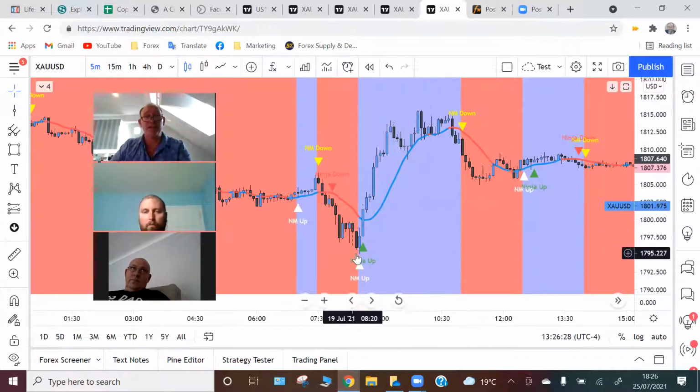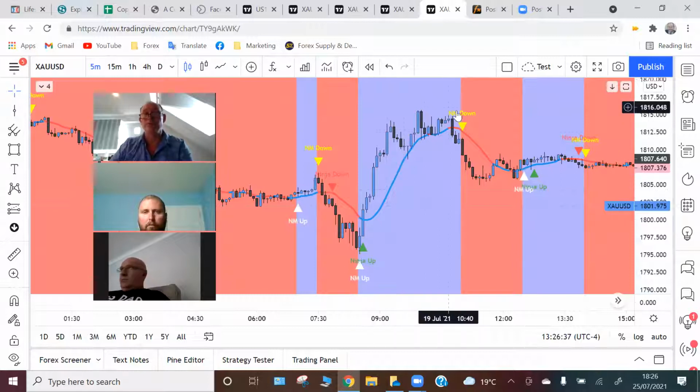But if you're still uncertain, again, people get fear, wait for it to go up for a few candles. Because gold does well. Gold does well. It's really good.